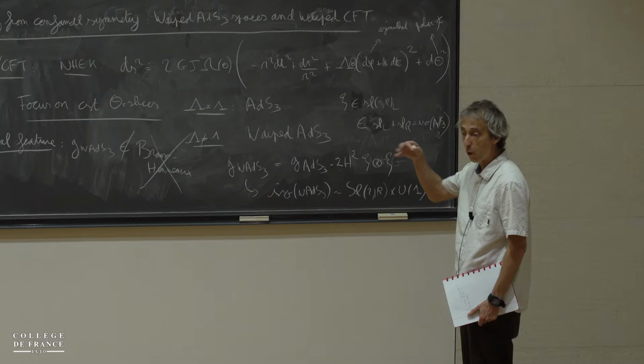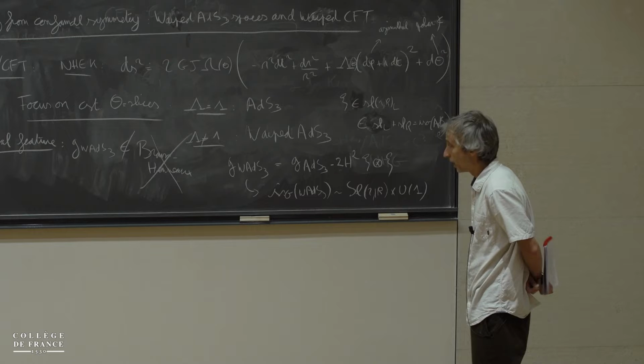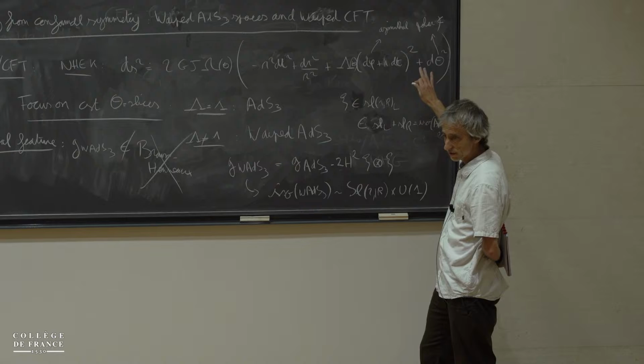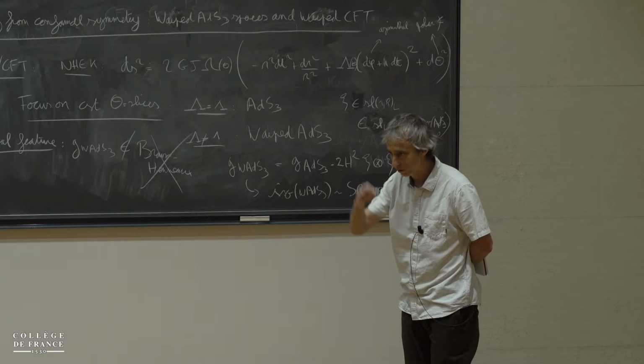So they have overleading components of the metric. Is it a solution of the Einstein equation? As such, warped AdS3 spaces are not. If you just restrict to the three-dimensional metric, it is not, but you can embed it in, as you know, higher curvature theories. And how do you choose H?